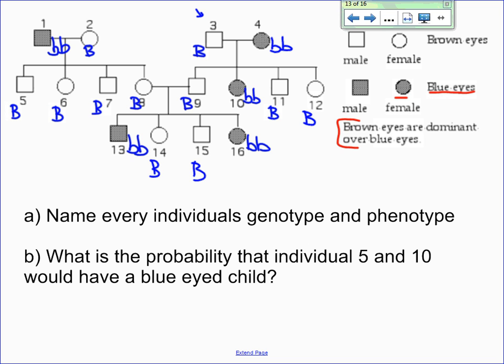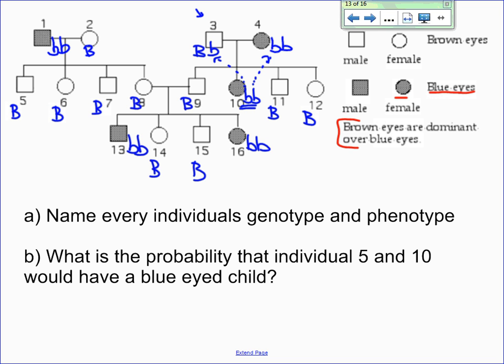Okay, let's take a look back at number 3. We see that number 3 has a kid with two little b's. So they had to get one little b from one parent and one little b from the other parent, which means that one comes from there, and that must come from there, so 3 must be big B little b.